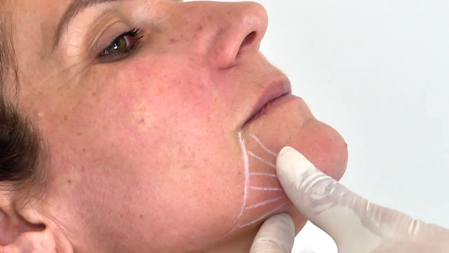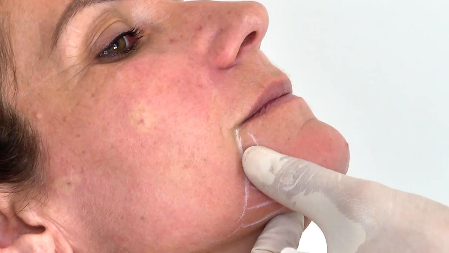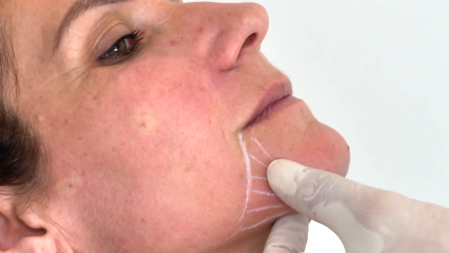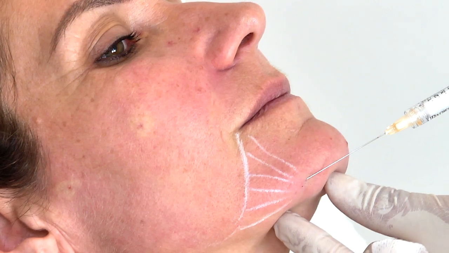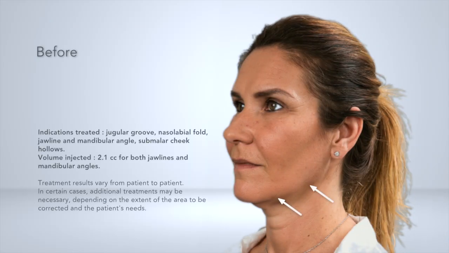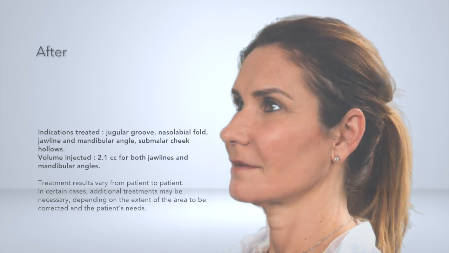Massage and shape the areas injected to evenly spread the product. With Radiesse, the product deposit and correlated correction are assessed immediately. The results obtained using the Radiesse injection are as follows when correcting the jawline and the mandibular angle.